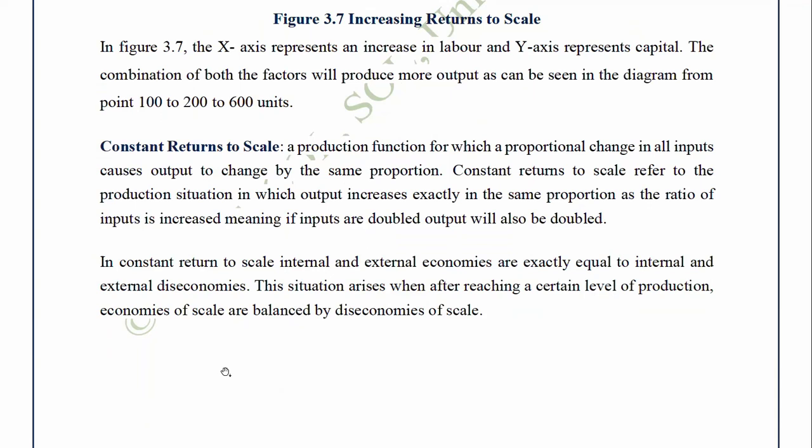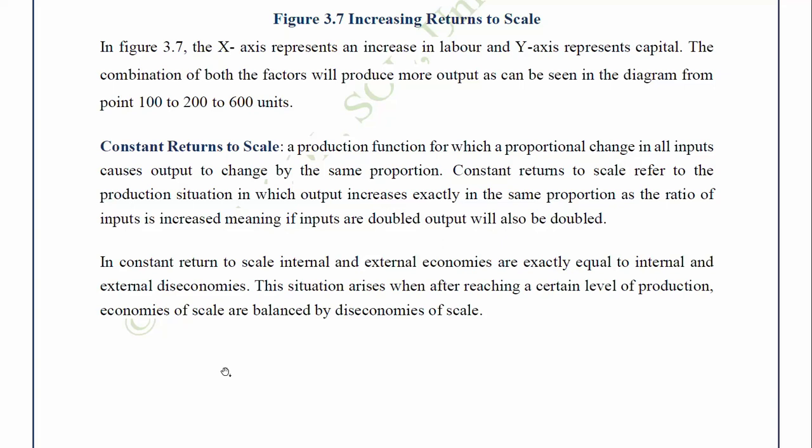Constant returns to scale. A production function for which a proportional change in all inputs causes output to change by the same proportion. Constant returns to scale refer to the production situation in which output increases exactly in the same proportion as the ratio of inputs is increased, meaning if inputs are doubled, output will also be doubled.